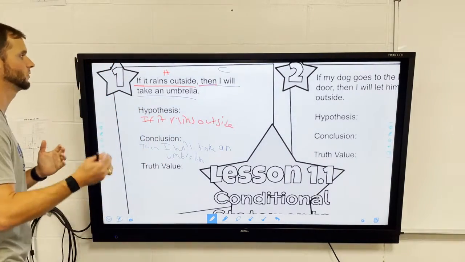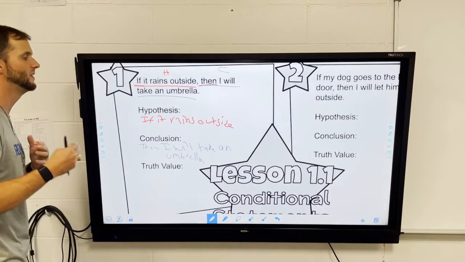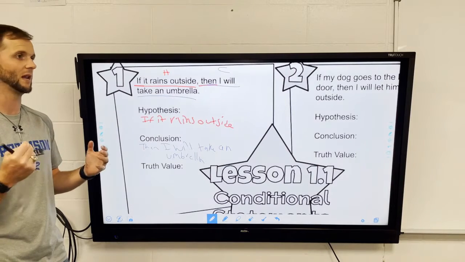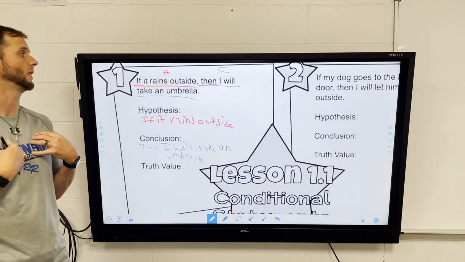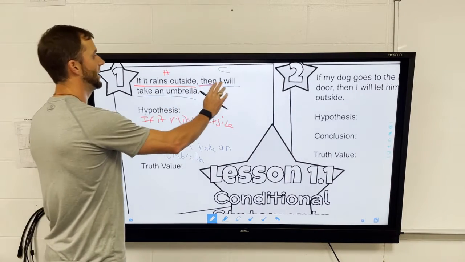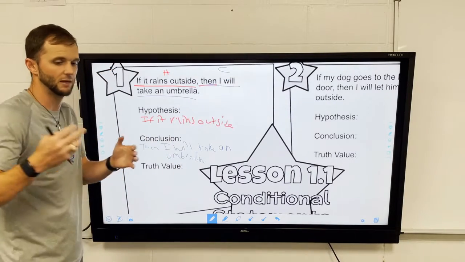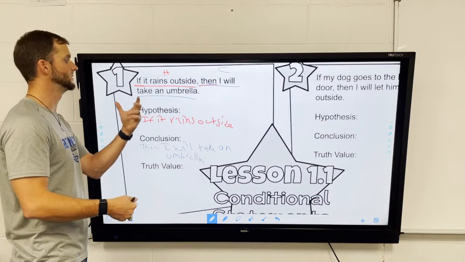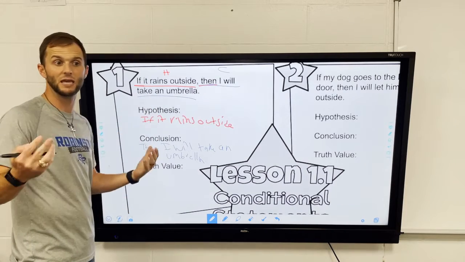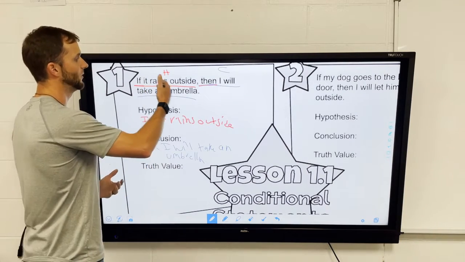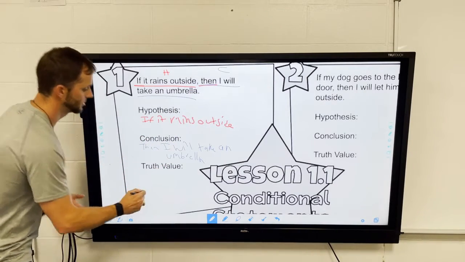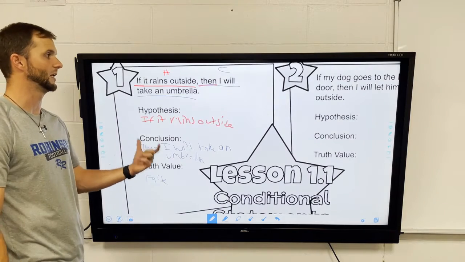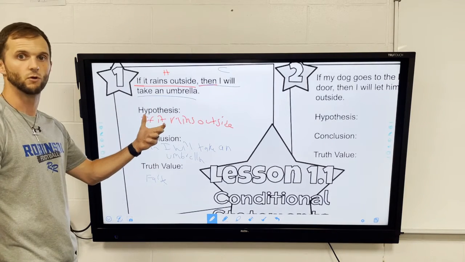So what is the truth value of, if it rains outside, then I will take an umbrella? Waking up in the morning, you see it's raining outside, I'm probably going to take an umbrella. Well, what if somebody doesn't have an umbrella? Then that would make it false, because if somebody doesn't have an umbrella, they wouldn't take it because they don't have one. So I'm going to tell you that the truth value is false, because that ends up making it a false conclusion.